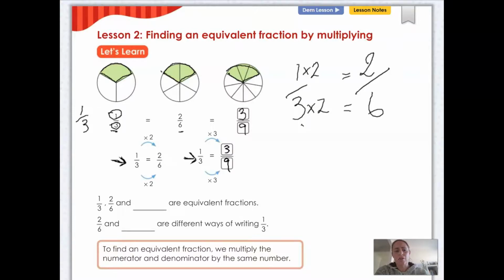And we can see that in our original pictures up here. We had 1/3, we had 2/6, and we had 3/9, and all of these were equivalent. So 1/3, 2/6, and 3/9 are equivalent fractions. 2/6 and 3/9 are different ways of writing 1/3. And this little box down the bottom here says that to find an equivalent fraction, we multiply the numerator and denominator by the same number.